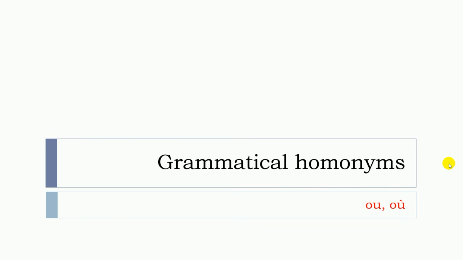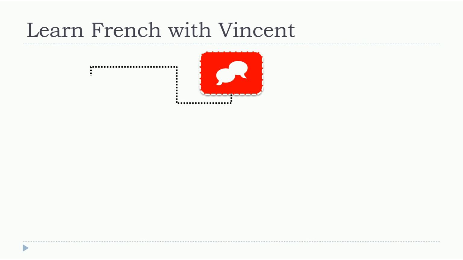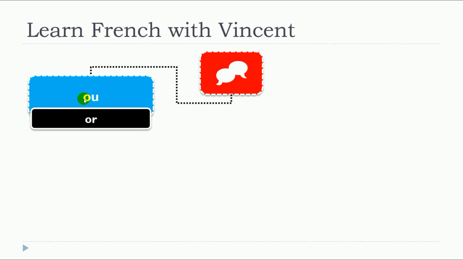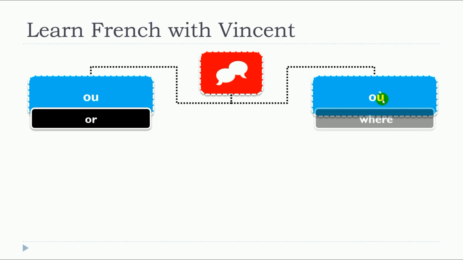In this video, we will see grammatical homonyms and more precisely, ou. So homonyms, and in that case grammatical homonyms, are words that are written differently but pronounced the same way. Ou. So as you can see, you pronounce them the same way, but then they have total different meanings.